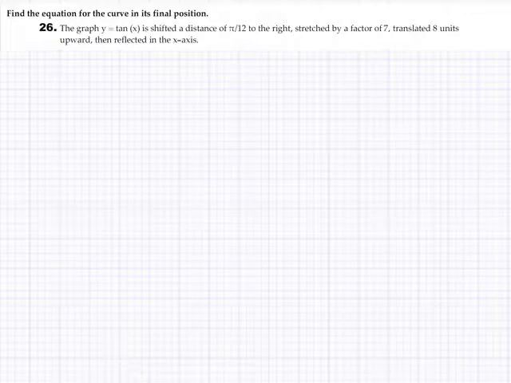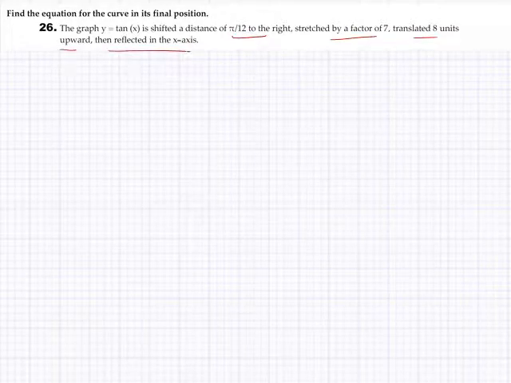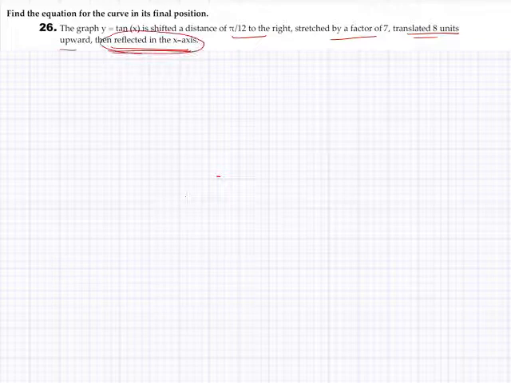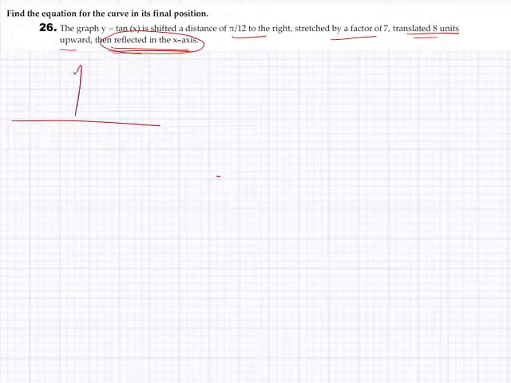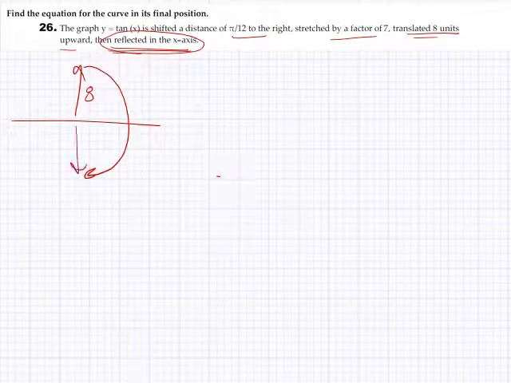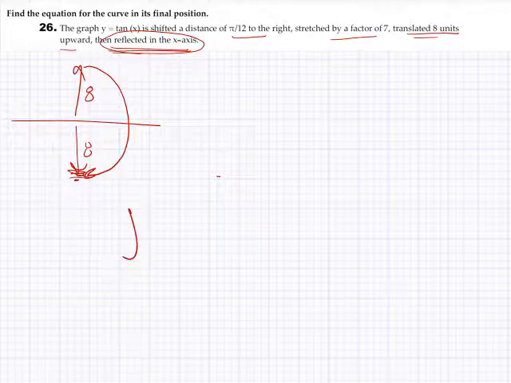So the graph of y equals tan x is shifted a distance of pi 12ths to the right, stretched by a factor of 7, translated 8 units upward, then reflected in the x-axis. So again, 8 units up, then reflected over the x-axis. Since this reflection is happening last, we go 8 units up and then reflect that over the x-axis. That actually puts us 8 units down. So overall, we want to write the equation of a graph that's 8 units down, not 8 units up.